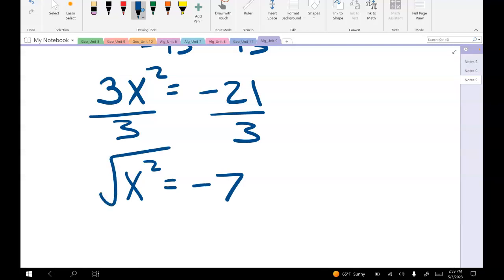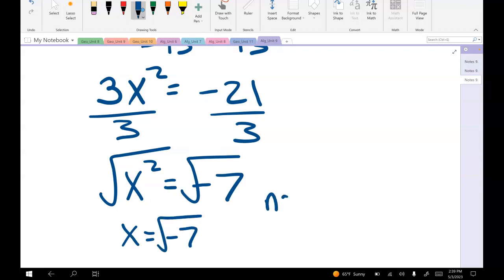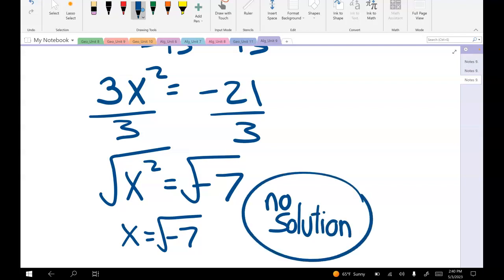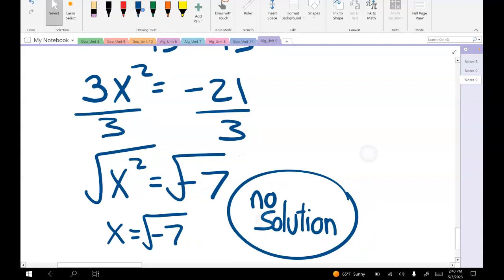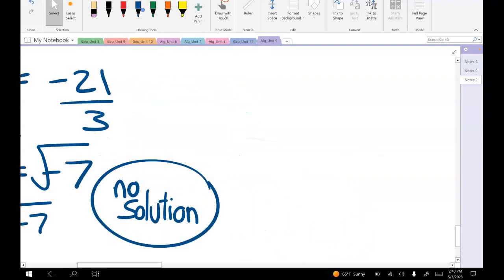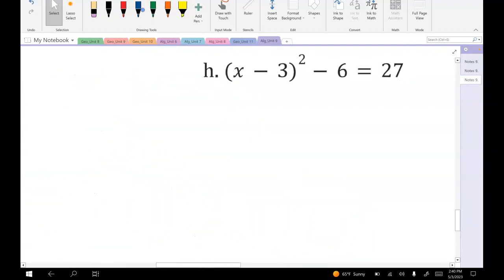If we take the square root of both sides, we're going to be taking the square root of a negative number again. That's always going to give us no solution. Pretty straightforward. Last one is just like the problem we did before.